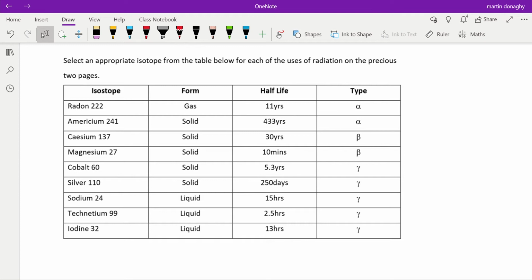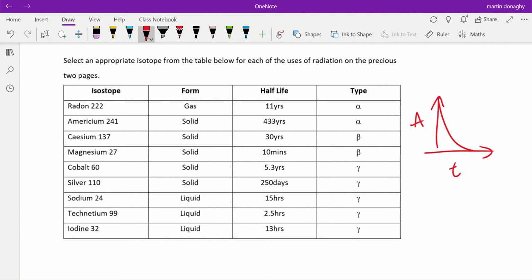Do we want something that has a very short half-life? What that means is the radiation or the activity from the source will decrease quite quickly. Okay, because we'll half and half and half and half until it's essentially zero over a short period of time. The activity will decrease. It'll be less dangerous after a short period of time.